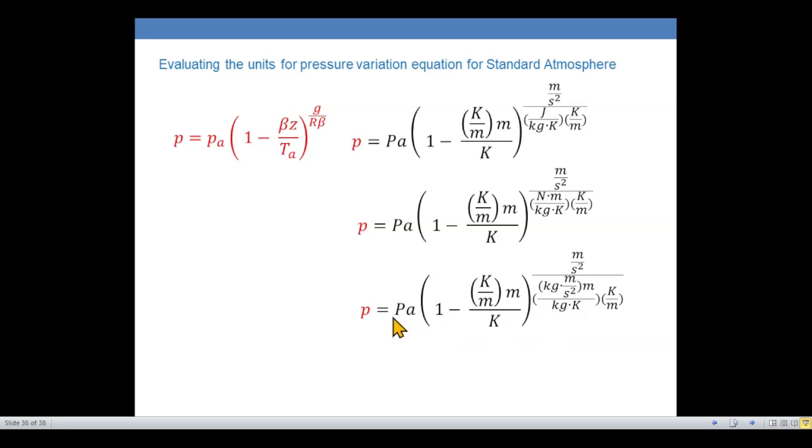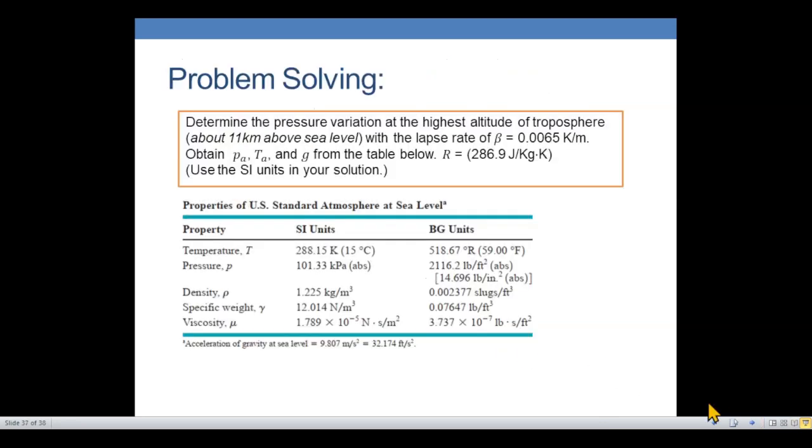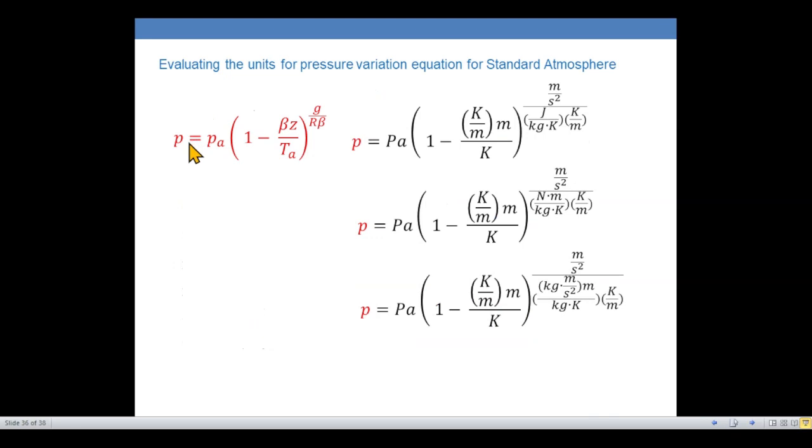Now, I have here a problem. You are going to solve this problem using the equation that I discussed. Well, look at this one. This is the equation that you're going to use. So you are going to solve this problem now.